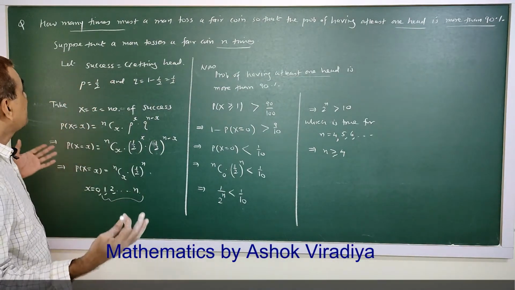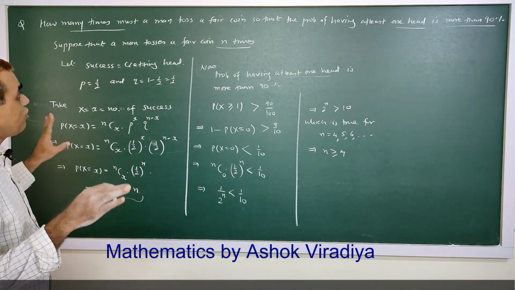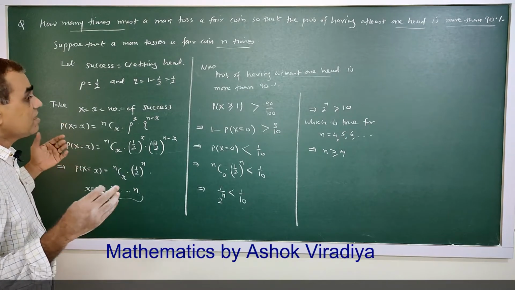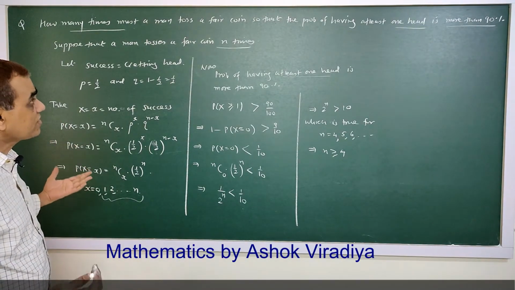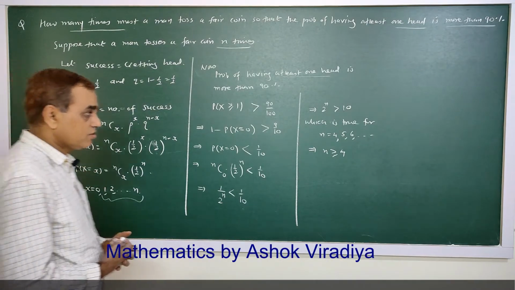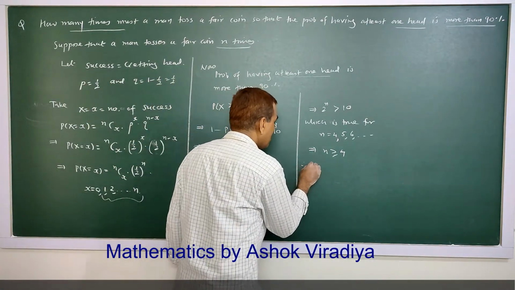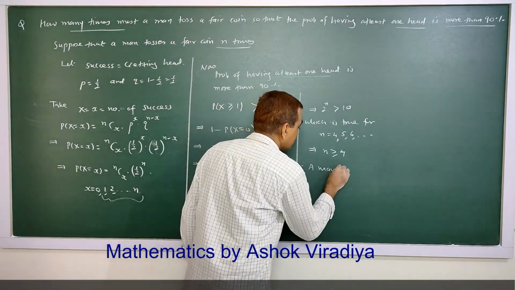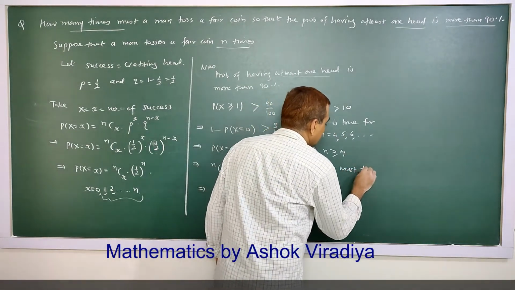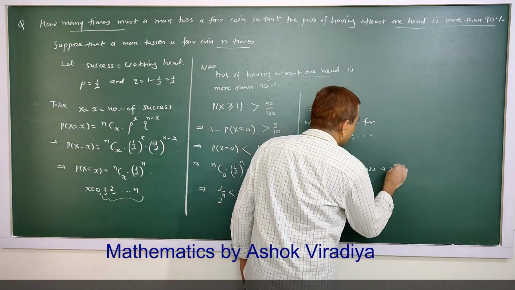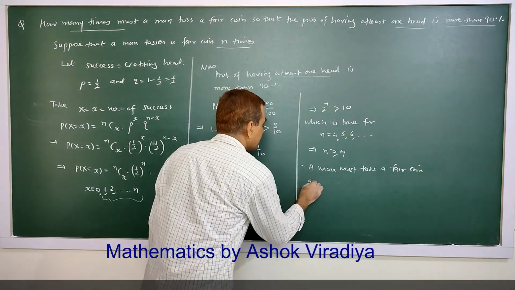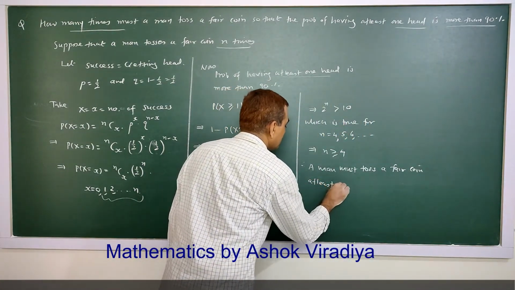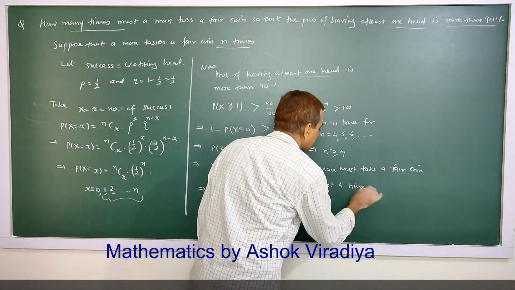So answer is, man must toss a fair coin 4 times. How many times must a man toss a fair coin? So therefore a man must toss a fair coin at least 4 times.